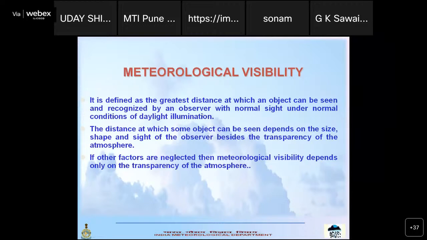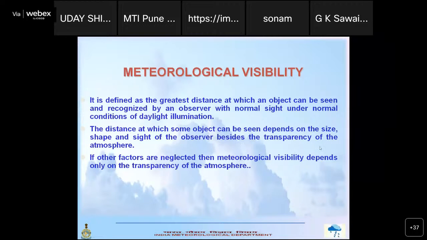So this is the simple definition of visibility. It means a human can observe and recognize any object with normal eyesight and daylight illumination. This is the simple definition of meteorological visibility. The distance at which an object can be seen depends on the size and shape of the object and the eyesight of the observer.